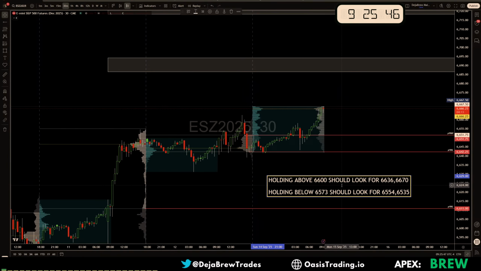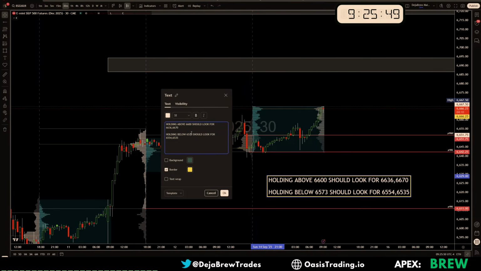All right, let's see here. So we will say holding above today's value high, which is currently 67. We are going to look for that first extension into, let's just say, 90. And then the next one is 67.20. And then holding below, let's say 66.51, we're going to look for 42 and 11.